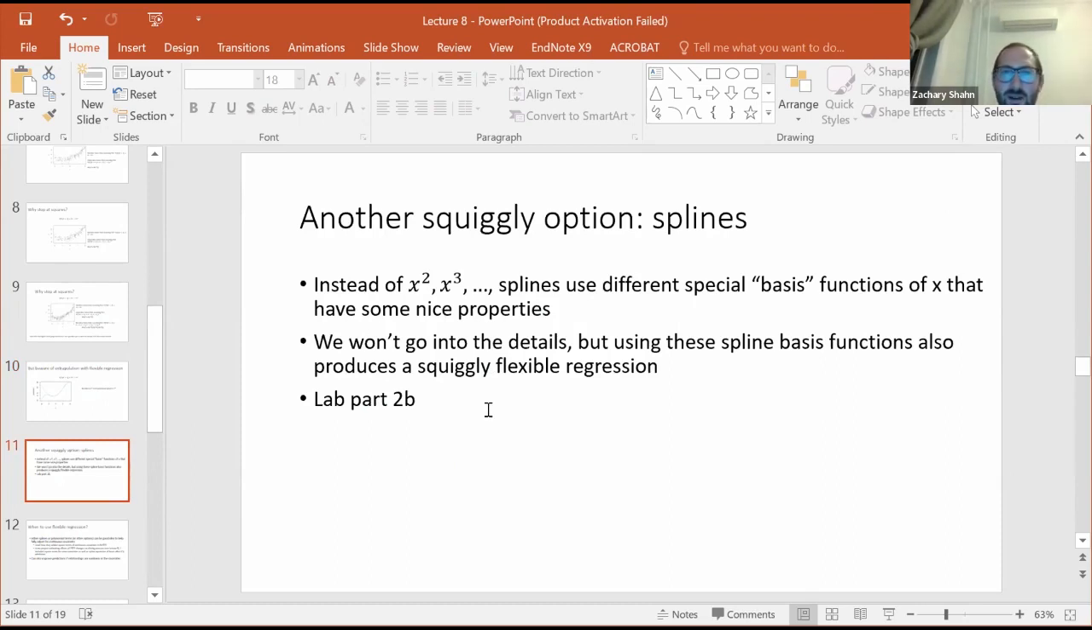So another option for squiggly relationships is to use splines. Instead of adding like x squared, x cubed, x to the fourth as your extra predictors, splines use a different special set of functions of x. They're called basis functions that have some nice properties, and we won't go into the details of how these basis functions are created or chosen. Just know that you can also use spline basis functions to produce squiggly flexible regressions. And here's how to do it.